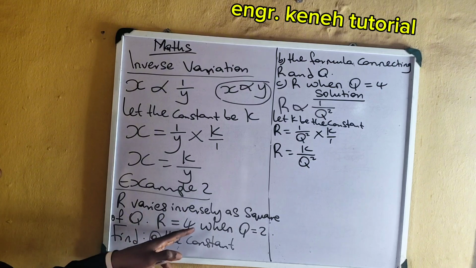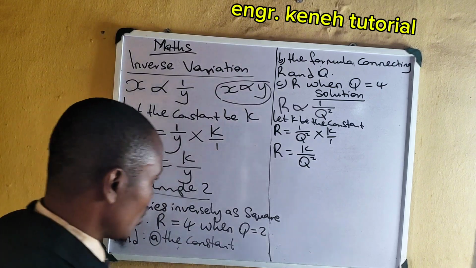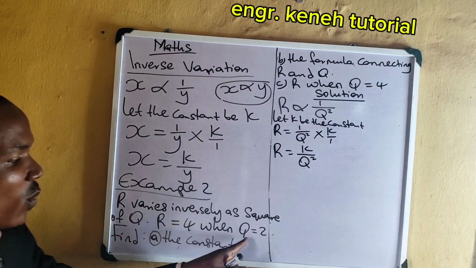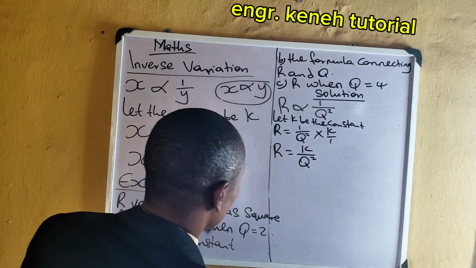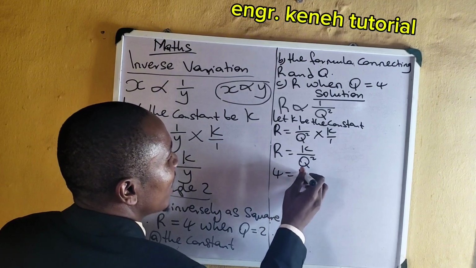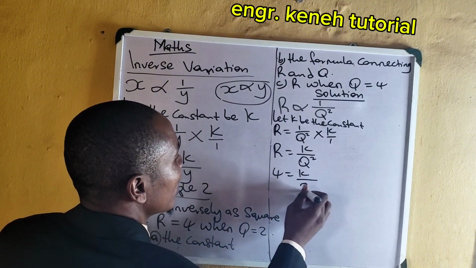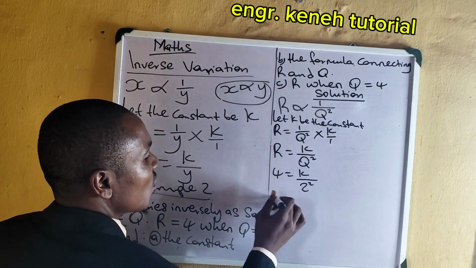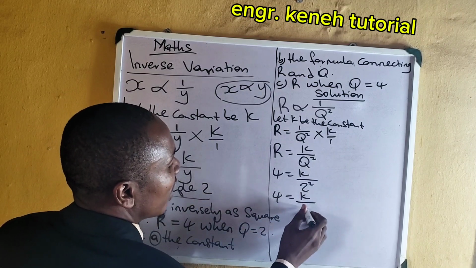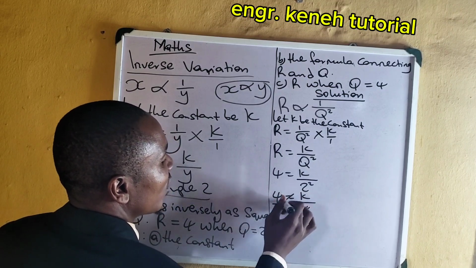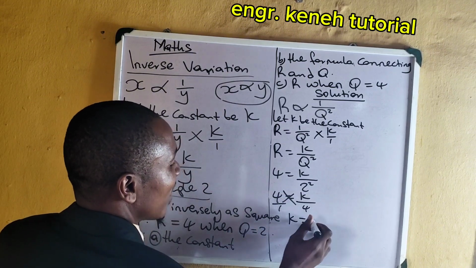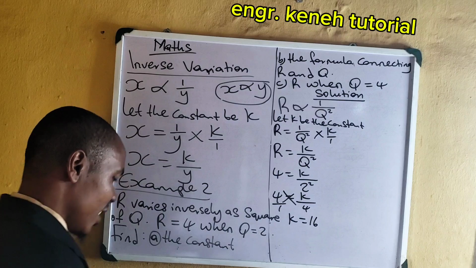They said that R is equals to 4 when Q is equals to 2. That means that anywhere I see R, I will call it 4. Anywhere I see Q, I will call it 2. So R here, I will call it 4. I have K. Q, I will call it 2 raised to power 2. 2 raised to power 2 means 4. So at this point, I will do cross multiplication. K times 1 will give me K. 4 times 4 will give me 16. Can you see that?